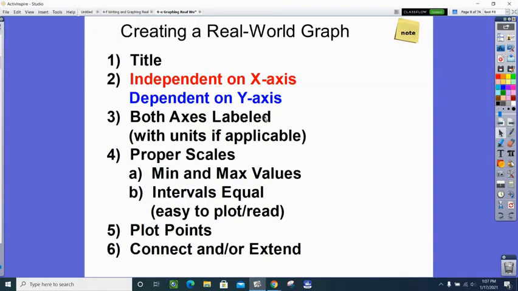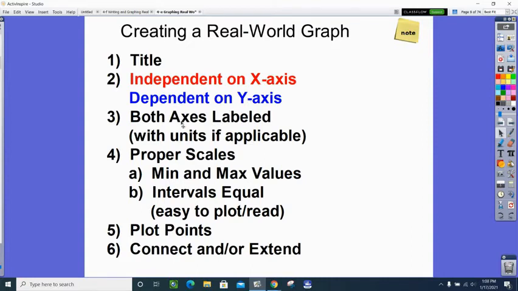So here are the things we need to do. We need to put a title on. The book is horrible at this, okay? Be smarter than the book. Remember that the independent variable, in this case the number of months, will be on the x-axis, and your dependent variable would be on the y-axis. In this case, it's the total money in the account.